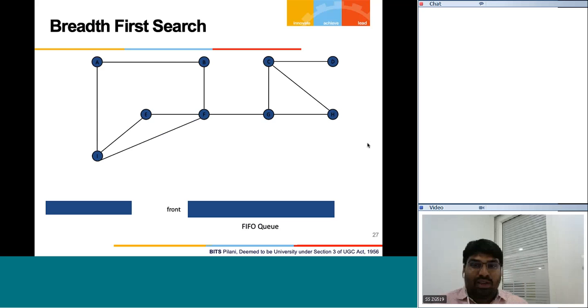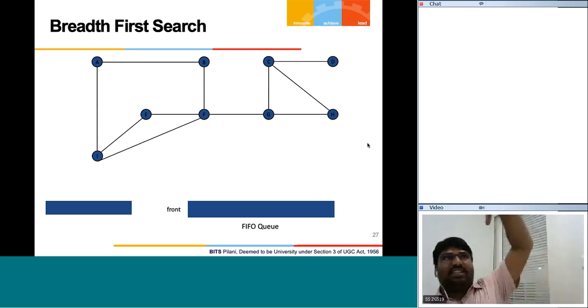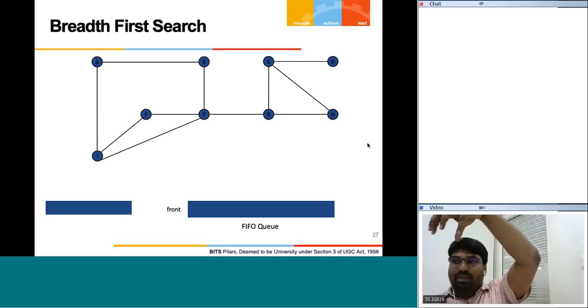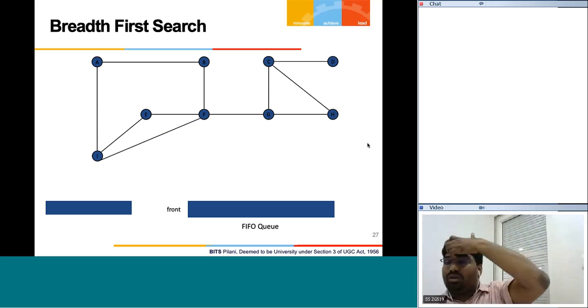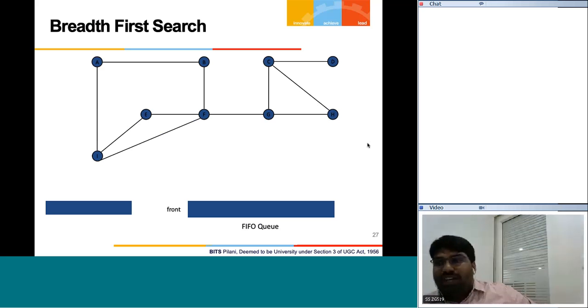Okay. Let's try to understand the basic fundamentals of breadth first search. First, let's say you are starting from the root. When you are starting from the root, I hope we have already learned about breadth first traversal in trees, right?